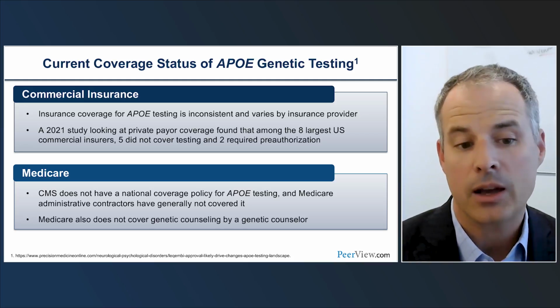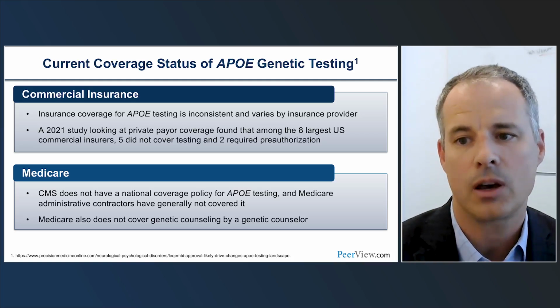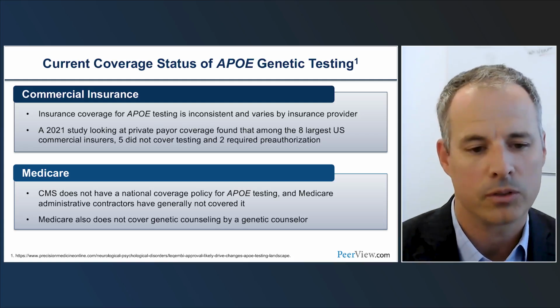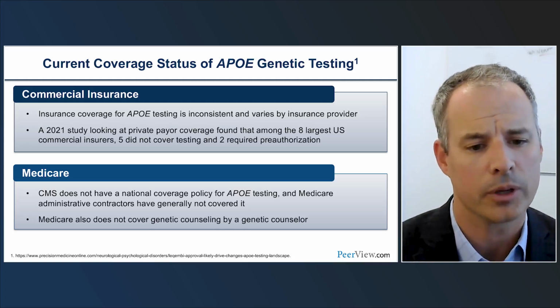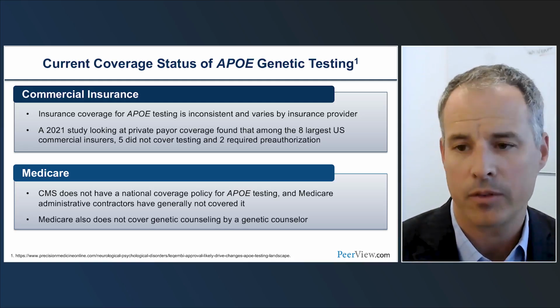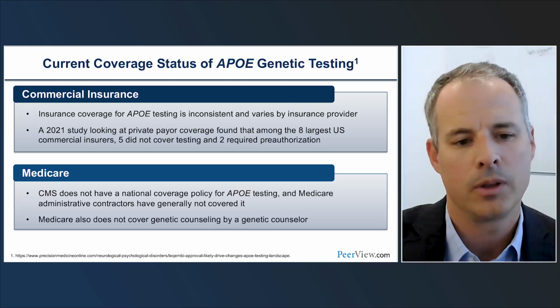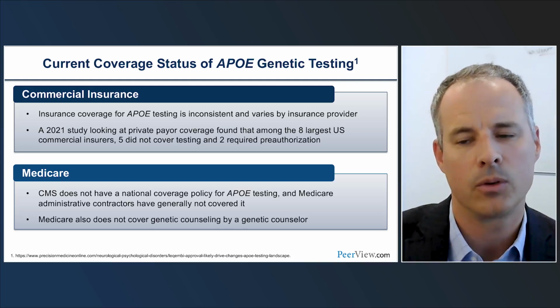Medicare does not currently have a national coverage policy for APOE testing, which is odd because Medicare does cover these drugs and all associated tests otherwise, but it's generally not covered at this point. It also doesn't cover genetic counseling. So these are potential expenses that are shouldered by the patient, and you have to consider that when you order this testing.